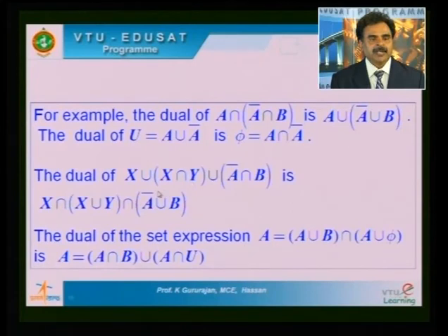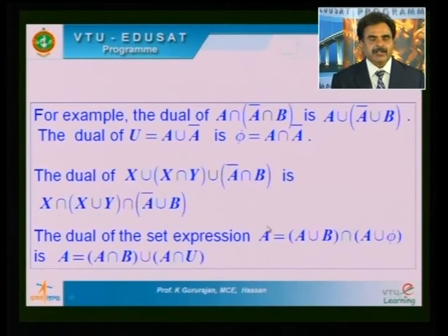Understood? One more example on finding the dual. What is the dual of X union X intersection Y union A complement intersection B? It is the following: union to be replaced by intersection, intersection is replaced by union, union is replaced by intersection. Understood? So this is the dual of the above. Similarly, I can find the dual of this by just following the procedure. Understood, all of you? How to find the dual?